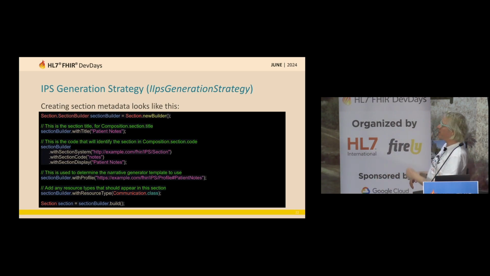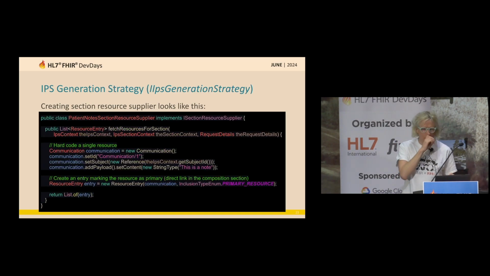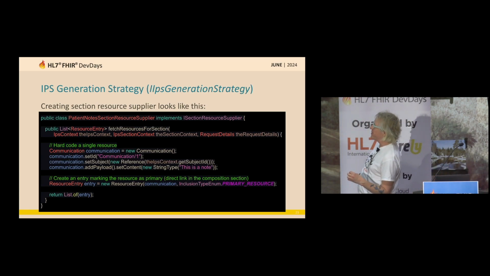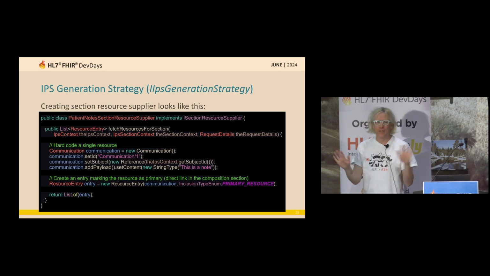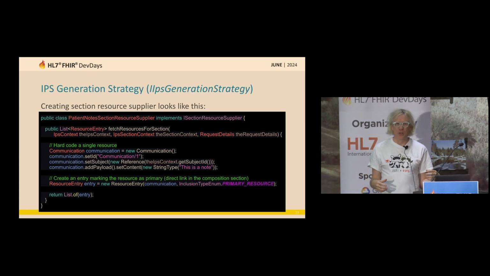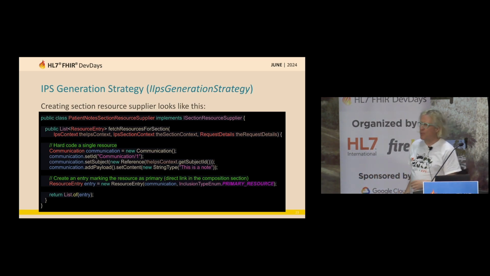So this is an example of how you might add such a section. That's the metadata that goes with it. And then the other part of it is that you provide what's called a resource supplier. And yet again, I think this is pretty self-explanatory stuff. This is an artificial example. All I'm doing here is creating a hard-coded resource and returning it. And of course, you would never do that for real. You would go and look in a database or fetch data somehow. But the example is that.